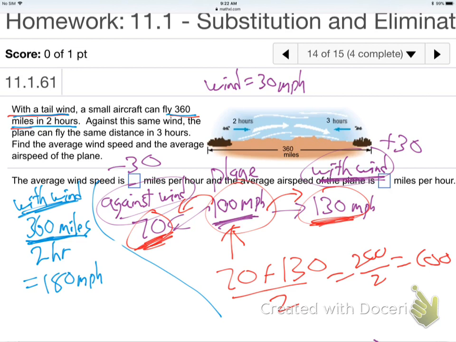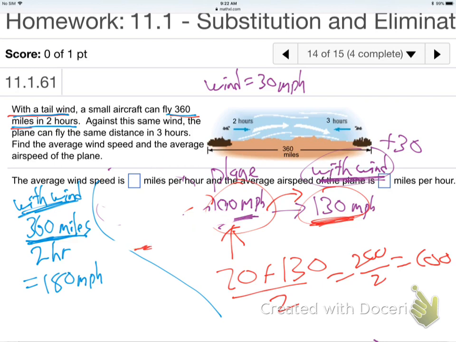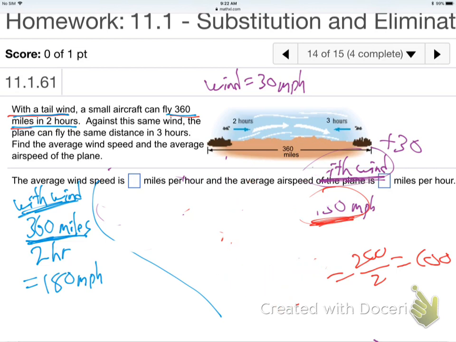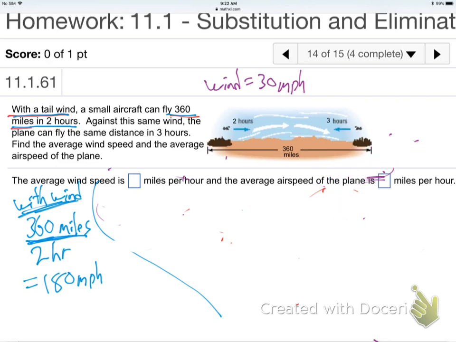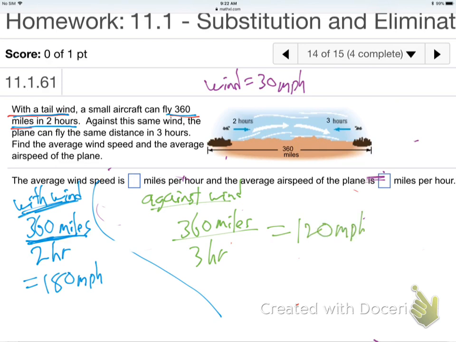And now, against the wind, then they'll tell us some against the wind facts. What do they say? Against the wind, the plane can fly the same distance, but it takes it 3 hours. Let me get rid of all this. Okay, so let's try that. So against the wind, it can go 360 miles, same trip, but it takes it 3 hours to make the trip against the wind. Divide that, you get 120 miles per hour. That's the speed against the wind, average speed.